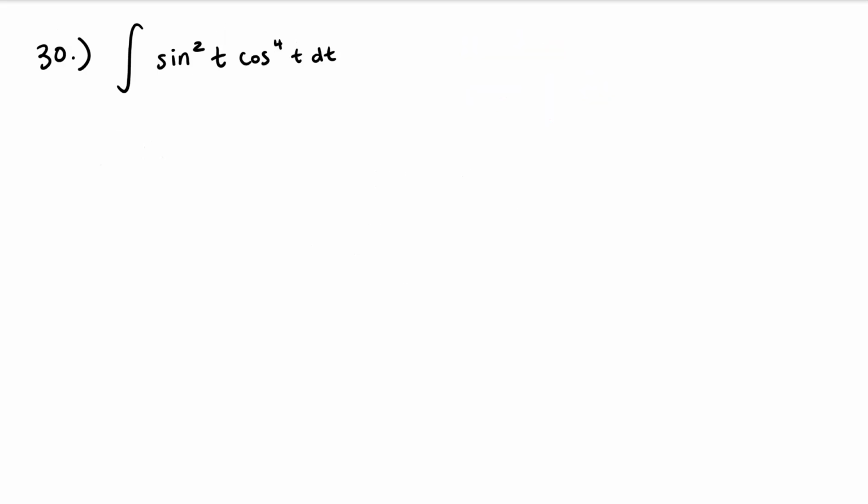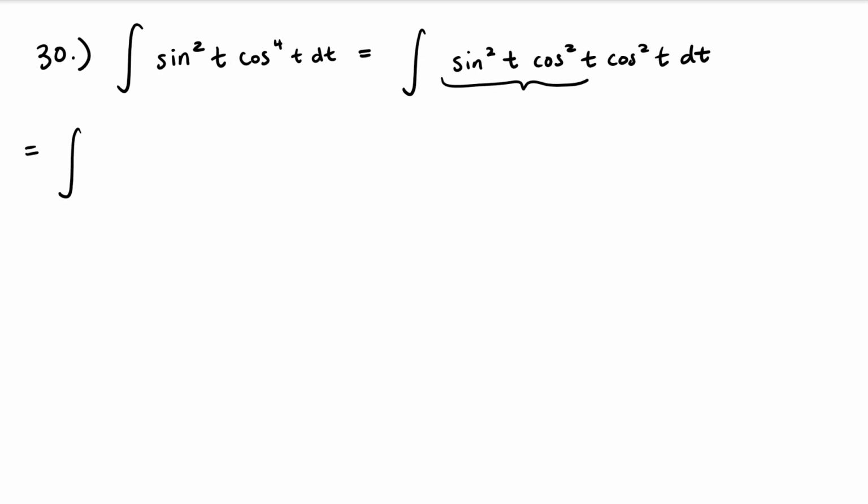For number 30, we have the integral of sine squared t times cosine to the 4th of t dt. And I'm going to rewrite this as sine squared t times cosine squared t times cosine squared t dt. And what that's going to allow me to do is, in these first two terms here, combine that into sine of t times cosine of t quantity squared. And then we still have the remaining cosine squared t dt.